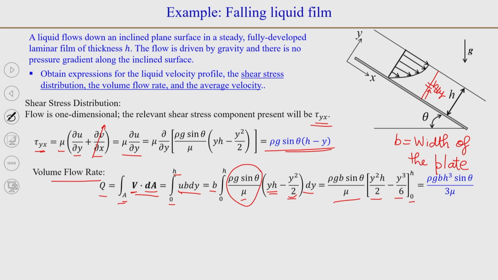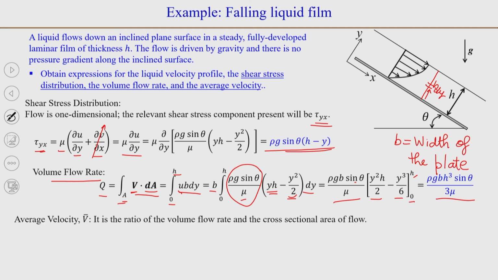When you put the integral limits from 0 to h, the first term will give you h cube by 2 minus h cube by 6, and you will get from here h cube by 3. So, you will get rho g b sin theta by mu into h cube by 3, that is your flow rate in the liquid film. Now, finding out the average velocity, which is nothing but the flow rate divided by the cross sectional area, and cross sectional area is b into h. So, you divide the flow rate expression by b h and you get the average velocity.